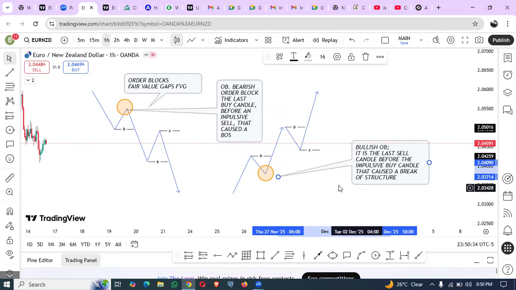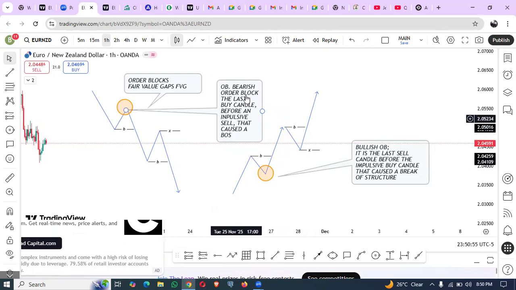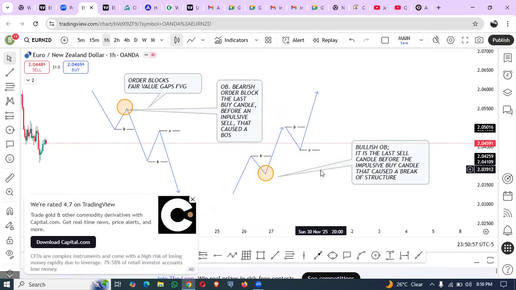So that's it. Your OB is a set of candles, not a particular candle. It's a set of candles that did either of these things. One, it caused a break of structure. Two, it should cause an impulsive push. An impulsive push should come after that candle to validate the zone. Then you anticipate price coming back into that zone to continue in that direction.